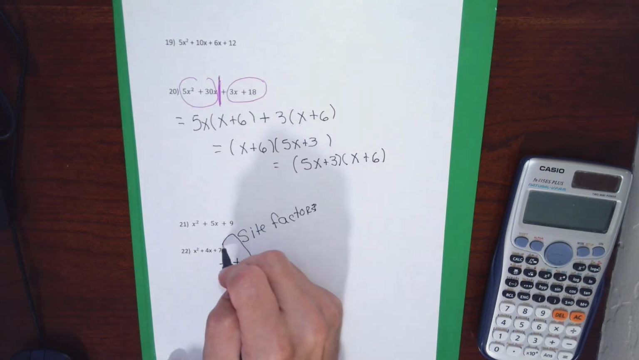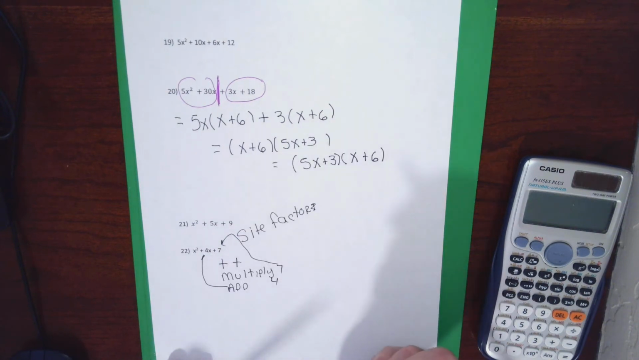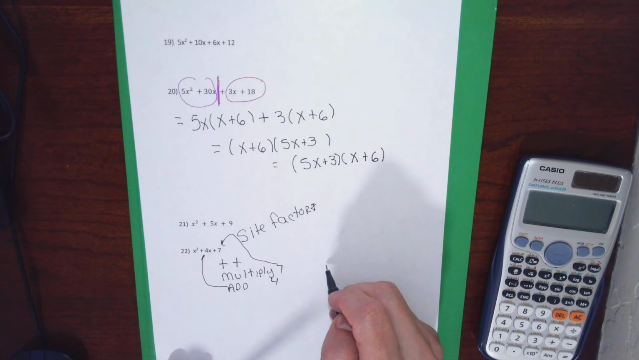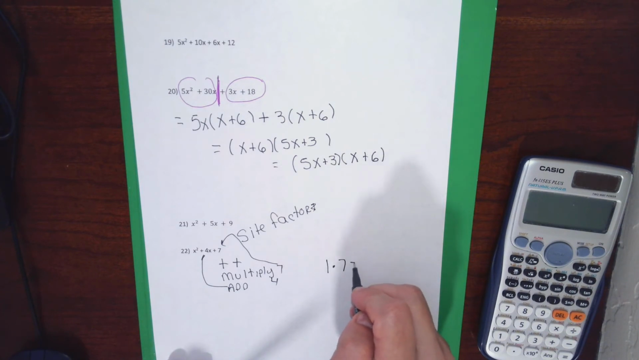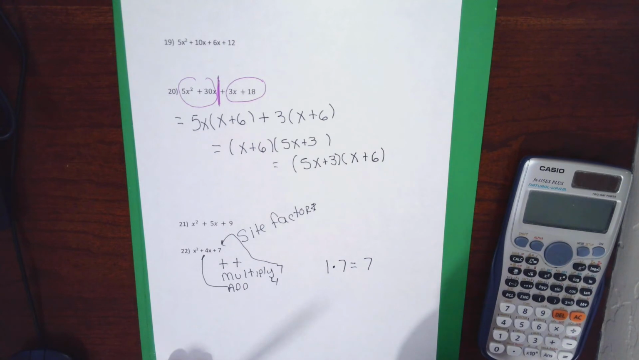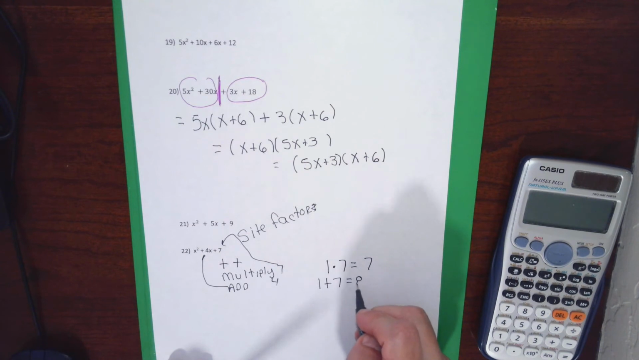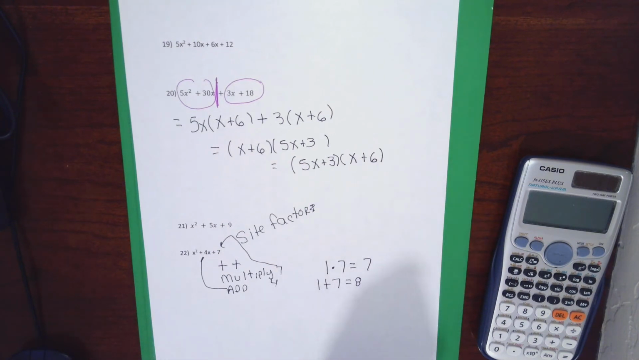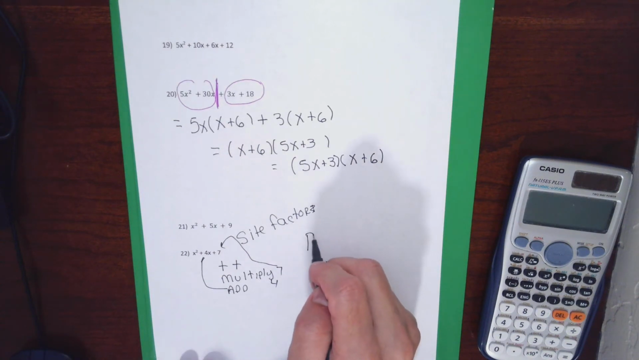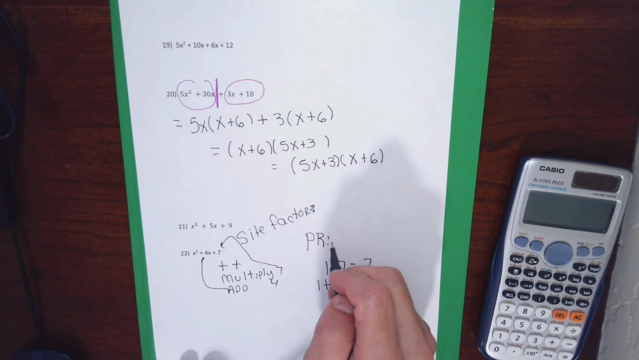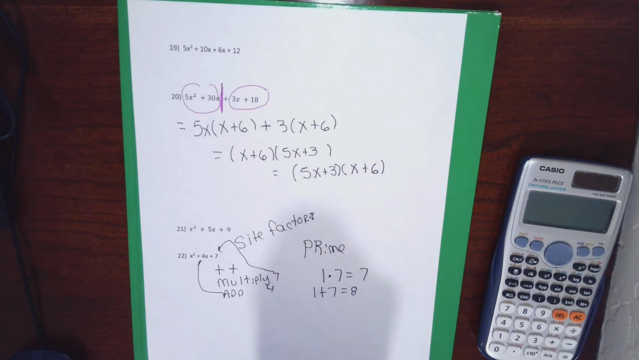I'm always looking for numbers that multiply to the last number, add to the middle number. And the problem I'm going to run into here is the only numbers that are double plus that multiply to 7 are 1 and 7. If I add the numbers, they don't add to 4. So the only possible choices that I have are 1 and 7, because those are the only numbers that are double plus that multiply to 7. Because that only choice that I have doesn't add to 4, that means there's no combination of numbers that will do both criteria. That makes this a prime polynomial.